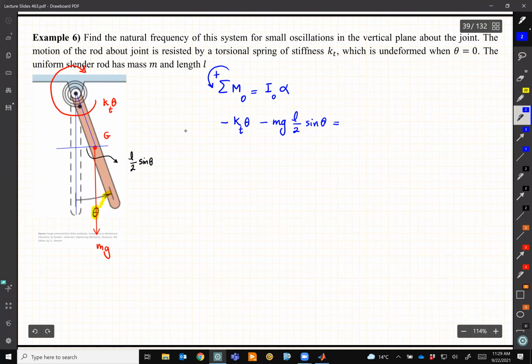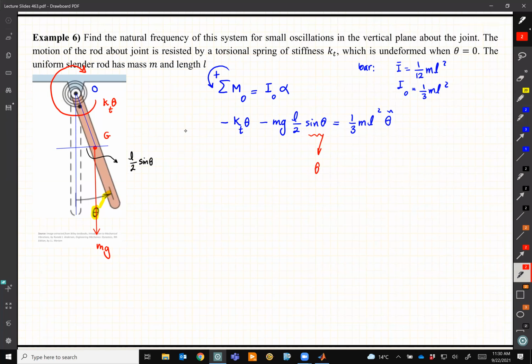And for a slender bar, we discussed that the mass moment of inertia is 1/3 mL squared. Remember, 1/12 was for I bar. So for a slender bar, its I bar is 1/12 mL squared, and at one end it is 1/3 mL squared. Do not mix them up. So 1/12 for the middle, 1/3 for one of its two ends, times theta double dot. So you get rid of this sine theta by replacing it by theta, and then the rest, just simplify the equations, and it's obvious.